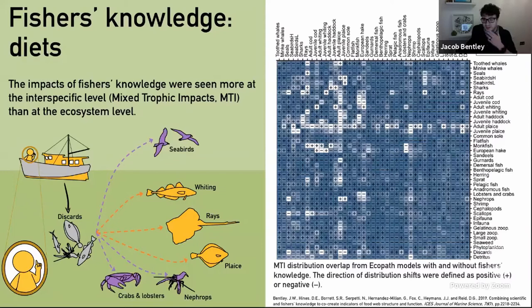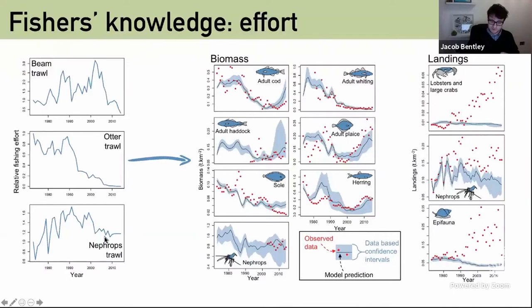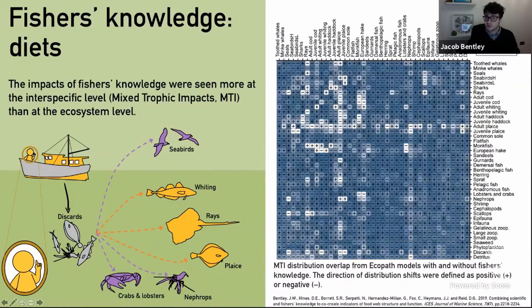And I've got the example here of discards. When we just had scientific knowledge in, we found that discards played a significant role in energy flow to seabirds, crabs and lobsters, and other groups. But when we added fishers' knowledge into the model, we had impacts on whiting, rays and plaice from discards, because they were able to identify these interactions which weren't available to us in the stomach records, so we couldn't identify them in the literature. And I picked discards because it was quite important at the time. I think the landings obligation had just come in, so any outputs that we were getting from the model had implications for the importance of discards to a range of different species, just by including fishers' knowledge.